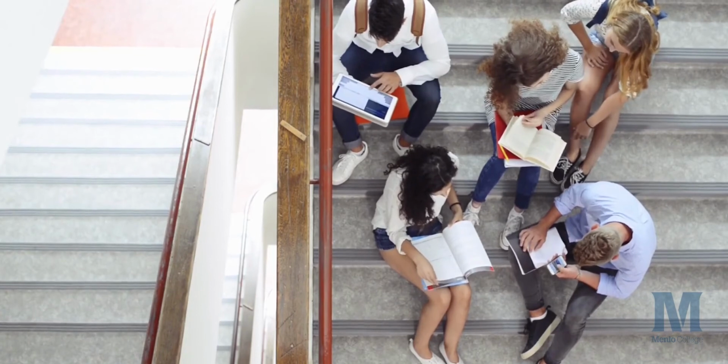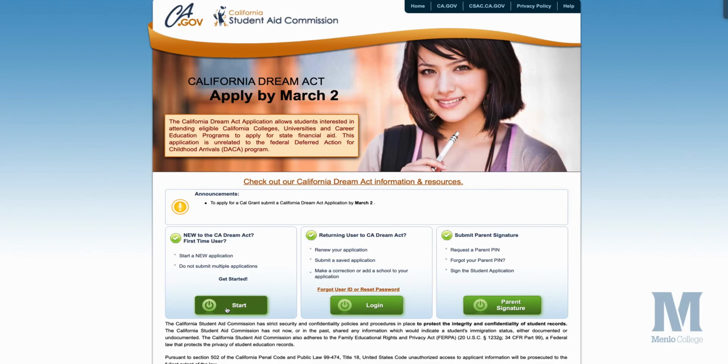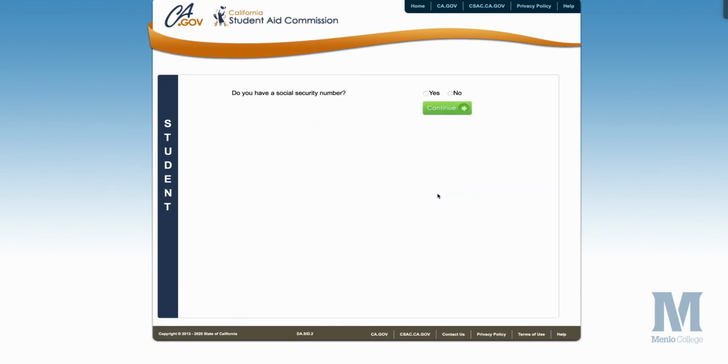If you do not qualify to file a FAFSA and you graduate high school in California, you can complete a DREAM Act application. A DREAM Act application may lead to qualifying for a state grant known as the Cal Grant program. If you are a FAFSA eligible student and you also graduate high school in California, simply doing the FAFSA by March 2nd, so it's very important, by March 2nd, you may qualify for state grants by completing the FAFSA.